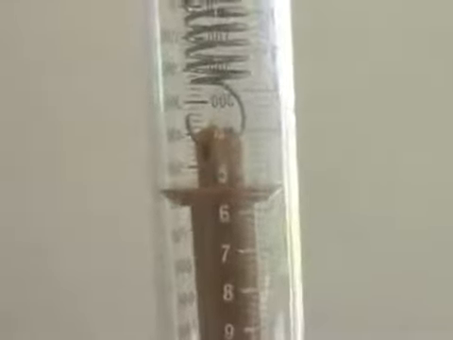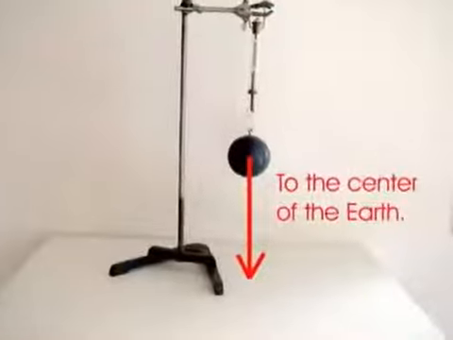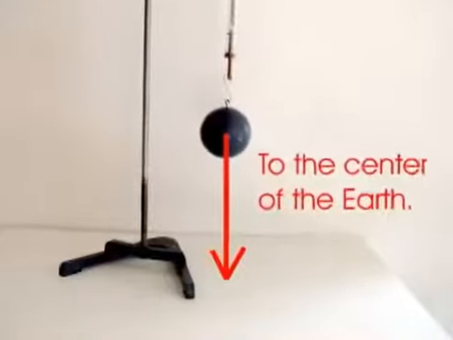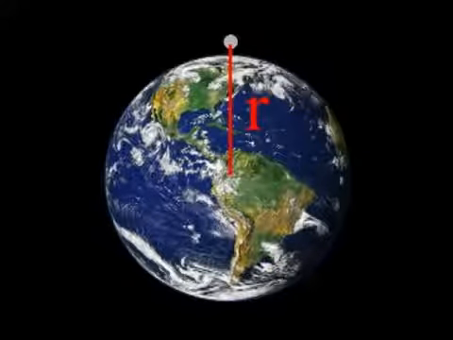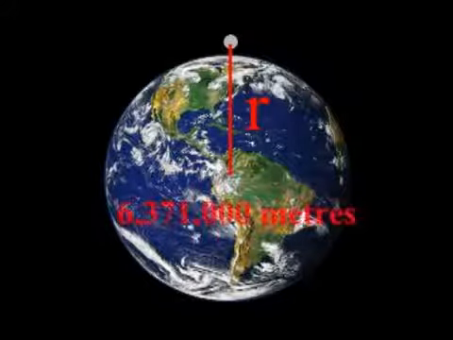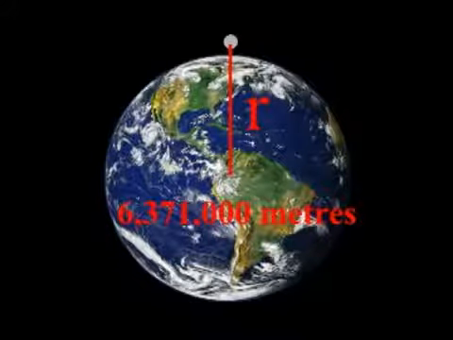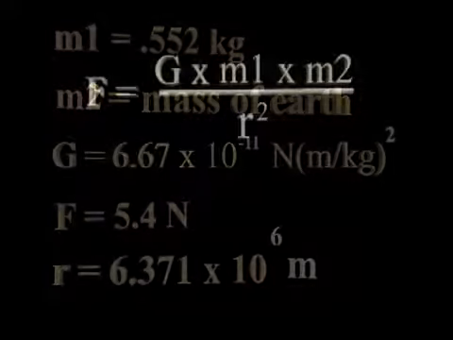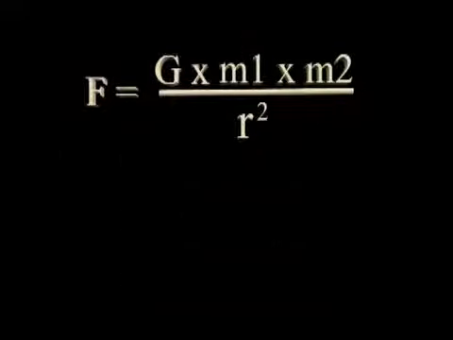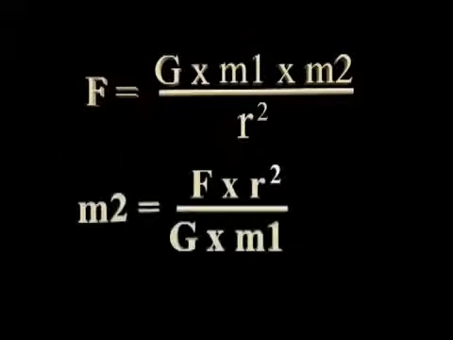Next, we need the distance from this object to the center of the Earth. That's r in our formula. The ancient Greeks figured this out thousands of years ago. A good estimation for r is 6,371,000 meters. Now we have everything we need to calculate the mass of the Earth. I'm going to rearrange the formula before I plug the numbers in, so our formula becomes this. We are solving for the mass of the Earth, m2.